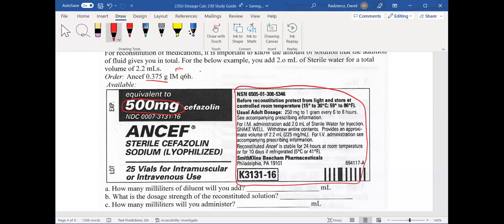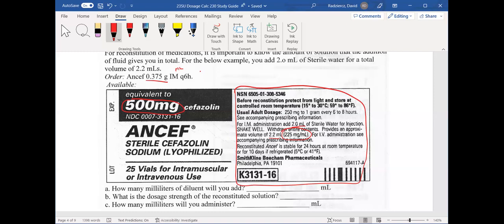Okay. When you do that, it's going to give you a couple things. It's going to tell you the usual adult range. We'll assume that's correct. So 250 to 1 gram. This is 375 milligrams. So we're good. It says for intramuscular, which we're doing, we're going to add 2 milliliters of sterile water for injection, shake well, withdraw entire contents, and it provides an approximate volume of 2.2 milliliters. But the thing I'm really looking for is, what is my concentration? What is my available? My available is actually 225 milligrams per milliliter. So that's what you need to look for.